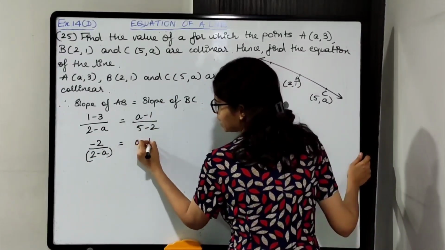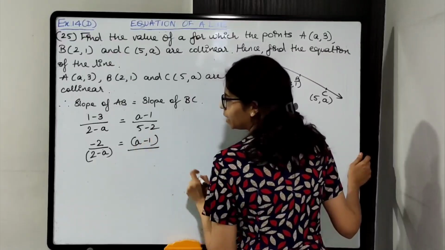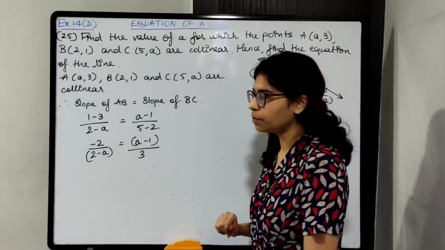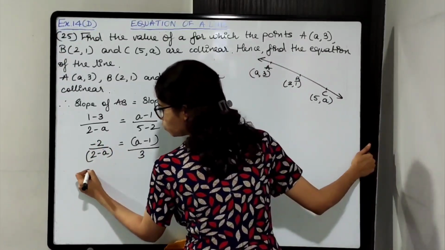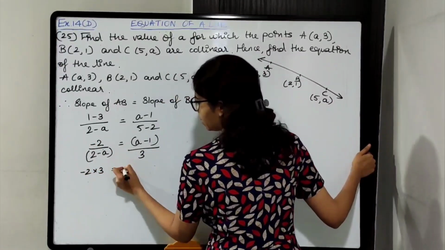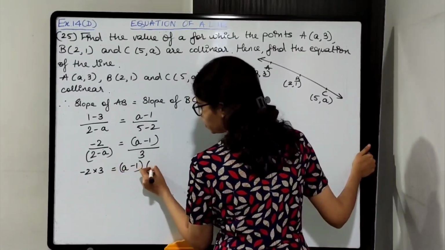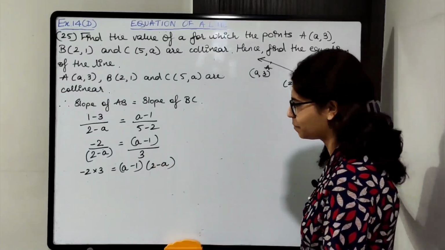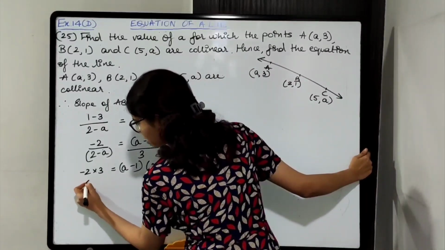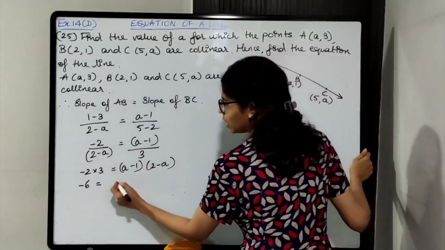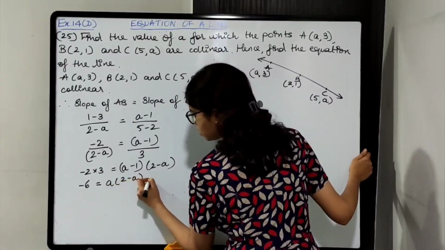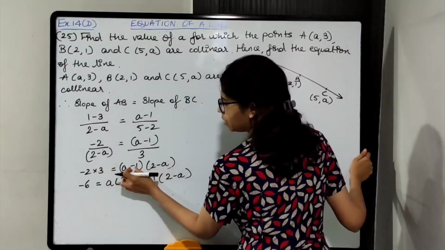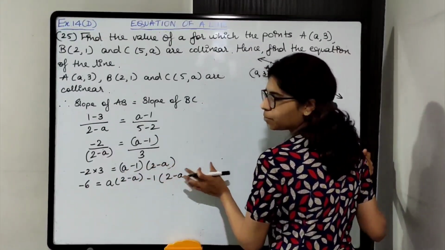A minus 1 as it is, again put this in brackets. 5 minus 2 will give 3. Now we'll cross multiply. So 3 into minus 2 and a minus 1 into 2 minus a. So here we are going to get a quadratic. Minus 6 is equal to a into 2 minus a minus 1 into 2 minus a. First term into second bracket and then second term into second bracket.